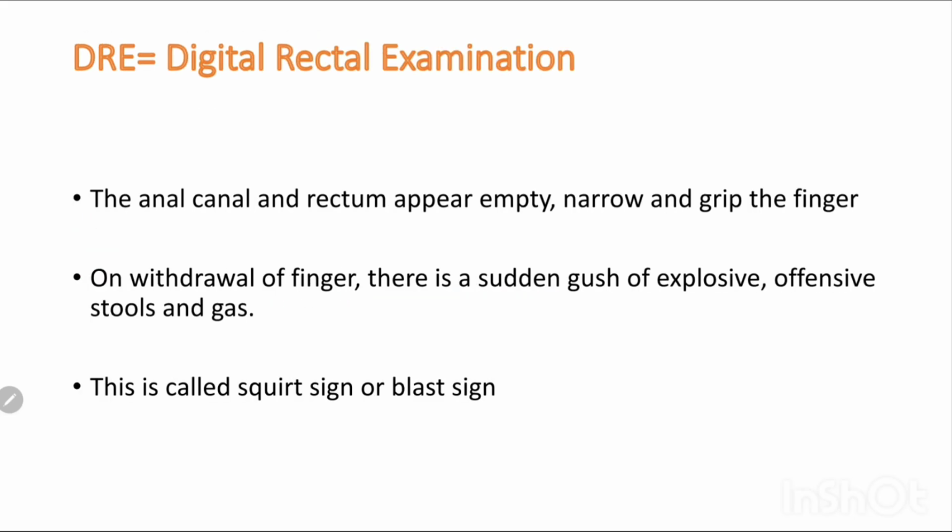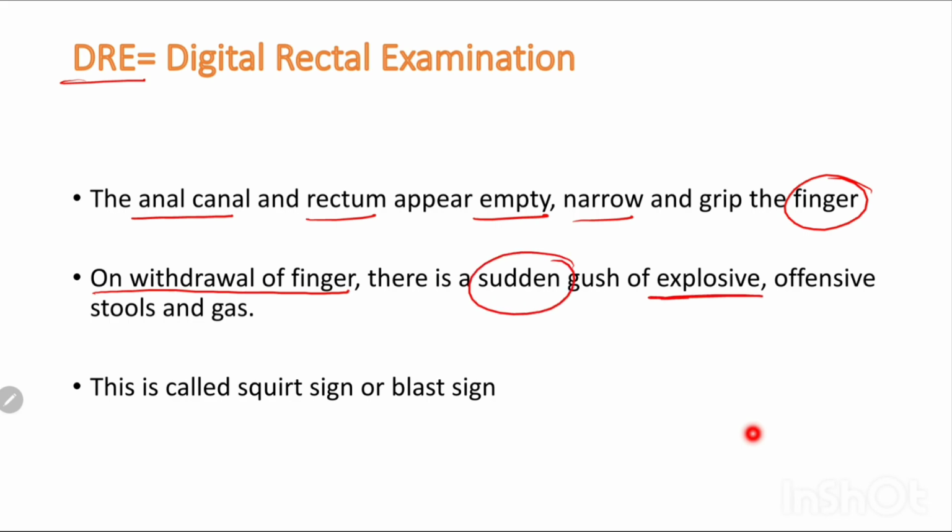After the history and clinical features suggestive of Hirschsprung disease, we have to do DRE, that is digital rectal examination. If we put a small finger into the anus of the child, we can find that the anal canal and rectum are empty and narrow, and grip the finger. On withdrawal of the finger, there is a sudden gush of explosive, offensive stool and gas. This is called square sign or blast sign.